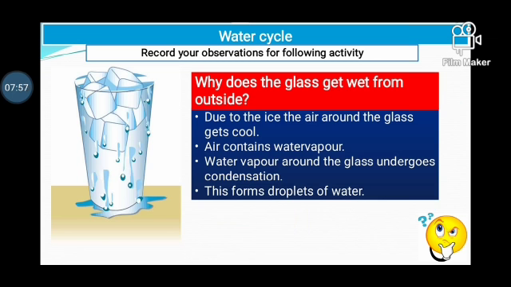Why does the glass get wet from outside? Due to the ice, the air around the glass gets cooled. Air contains water vapor. Water vapor around the glass undergoes condensation. This forms droplets of water.